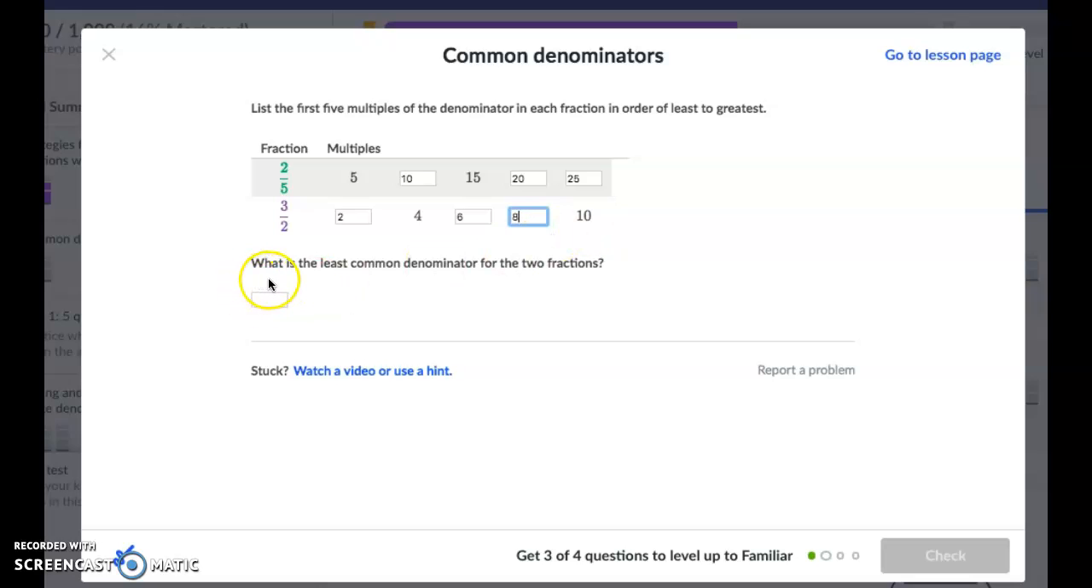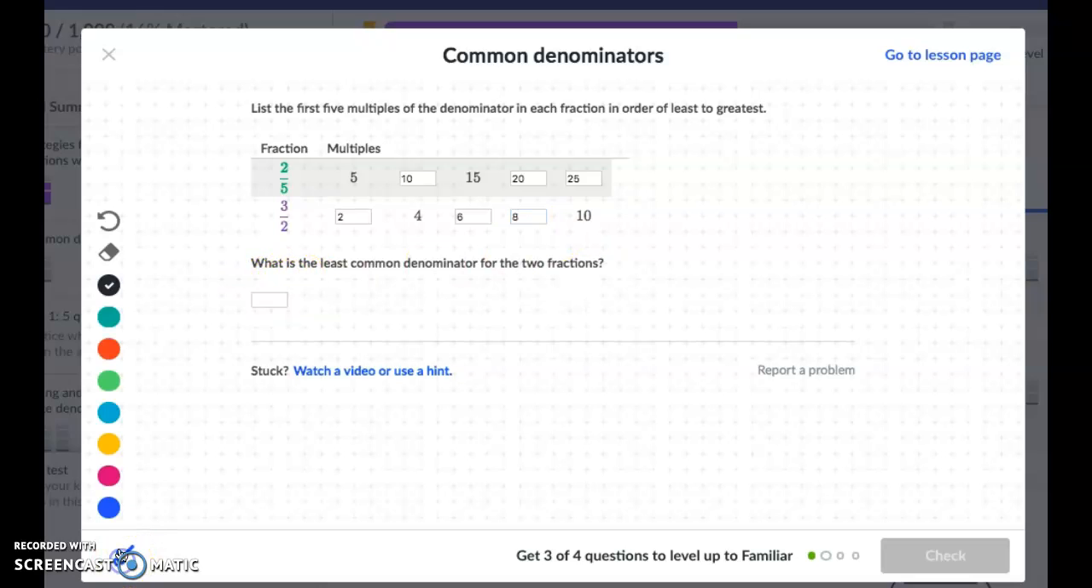Then what is the least common denominator for the two fractions? So we're looking at, in our list, what number do these have in common? Do they both have a 5? Nope. Oh, they both have a 10. I see a 10. Do they both have 15? Do they both have a 20? Do they both have a 25? Do they both have a 2?